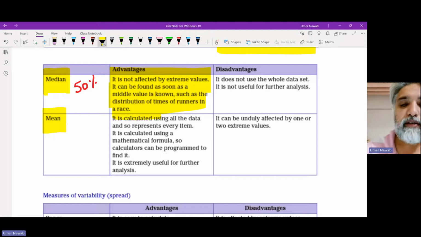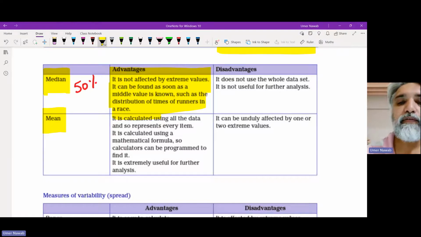So median can be calculated more quickly than the mean, because for the mean you have to rely on all the values. I will talk about it. But the two important advantages for median: number one, median is not affected by the extreme values, and number two, for the median you need not wait for looking into all the values of the data.